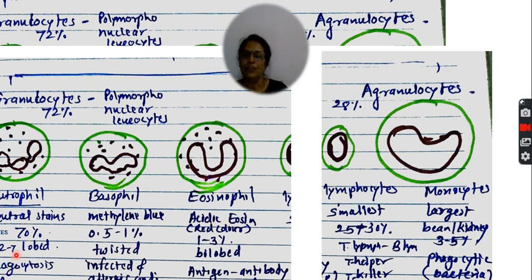The function of the neutrophil is phagocytosis. Basophils are active in allergic conditions. Eosinophils destroy the antigen antibody complex. In agranulocytes, there are two types: lymphocytes and the monocytes. The monocyte is the largest WBC, with a bean shaped nucleus and phagocytic nature, especially against bacteria. They engulf the bacteria. These are the different WBCs.